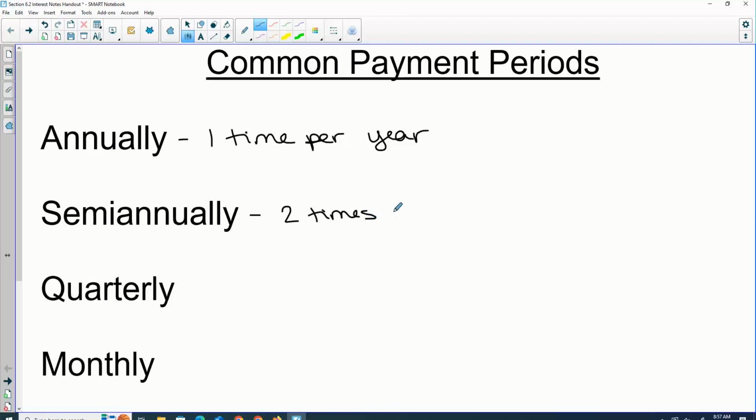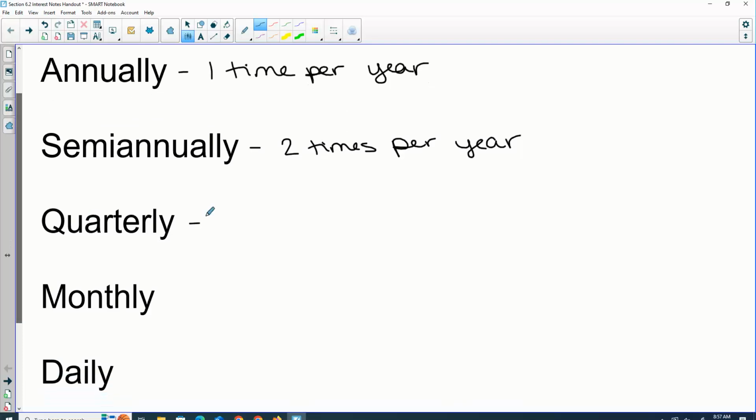Then biannually, I was thinking biannually. Yeah. Biannually is every other year. Yes. And probably triannually would be every third year. What would quarterly mean? Once every 3 months. Every 3 months, so we'll just say 4 times per year.